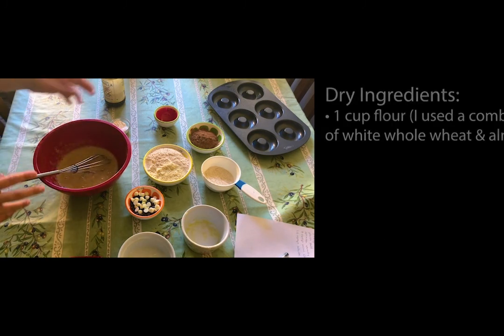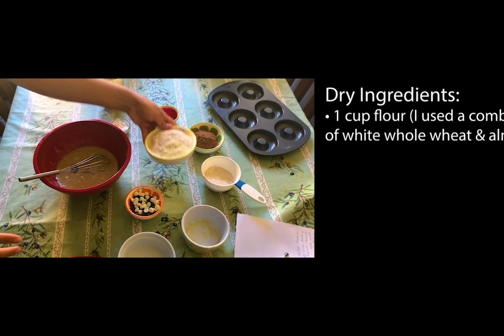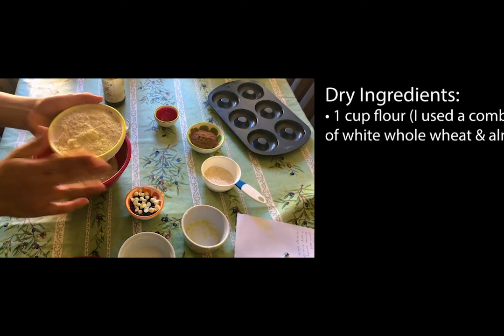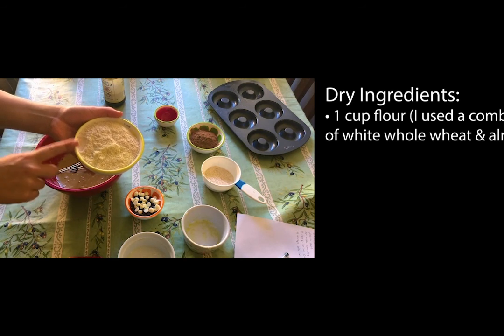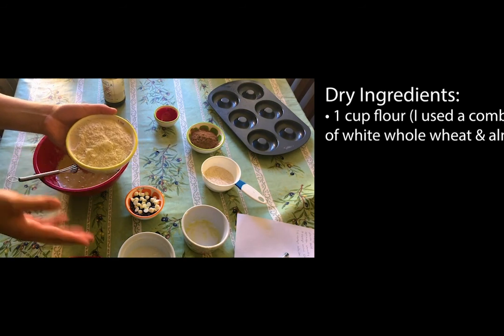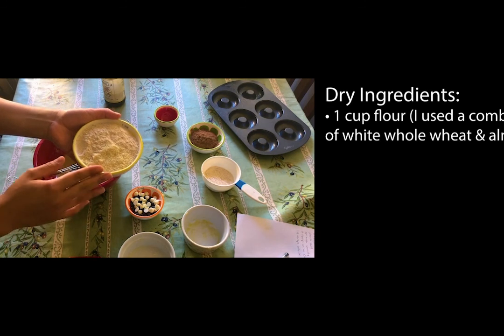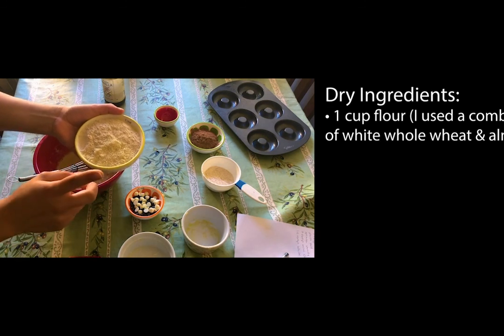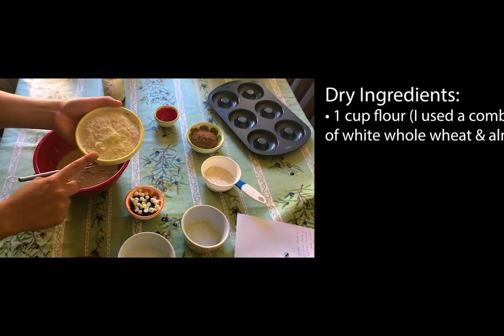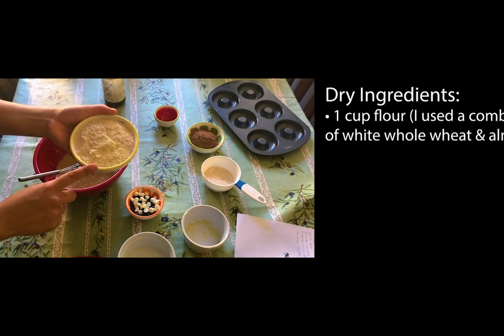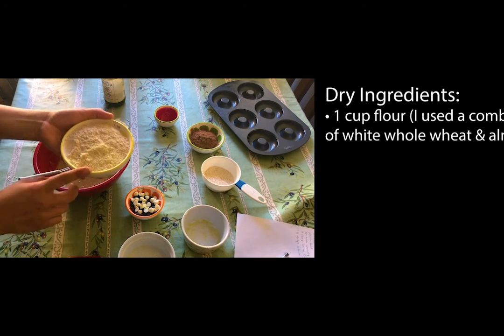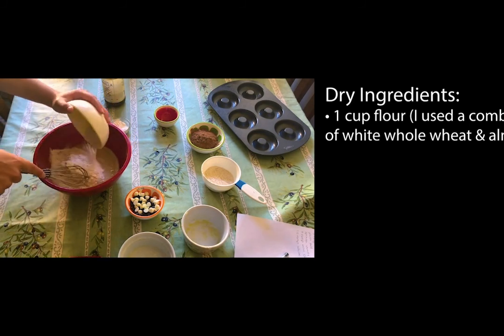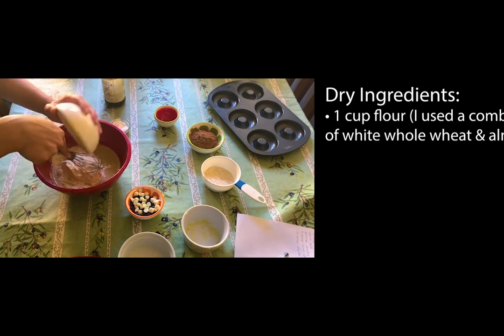Next, I'm going to add my flour. So here I have a cup of flour in total: 3/4 of a cup of white whole wheat flour, or you could use all-purpose flour, or any flour you have at home. And I also have 1/4 of a cup of almond flour. The reason I'm using almond flour is because it also creates moist, tender cakes. But you can just add a cup of whatever flour you have at home.